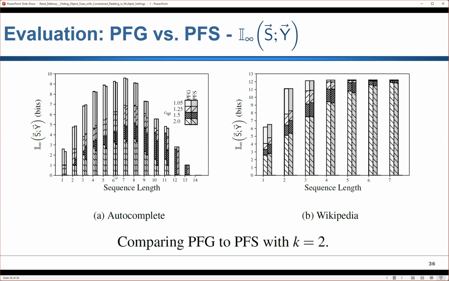However, as we move to the right here for increasing sequence length, we can see that PFS then starts to outpace and do better for I infinity than PFG. Again, PFS having been provided all of the full length sequences. Still, though, these results show that PFG could be leveraged by an object store to certainly reduce I infinity if it's unable to produce the full set of sequences.